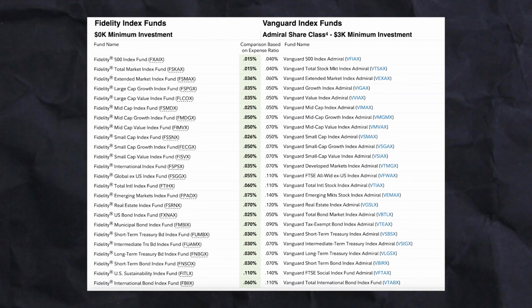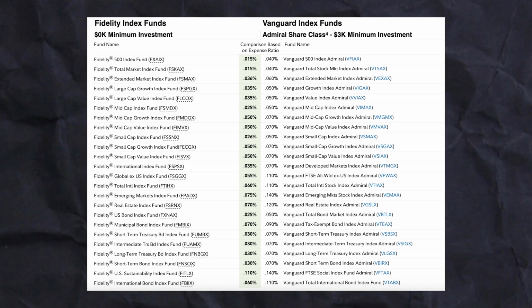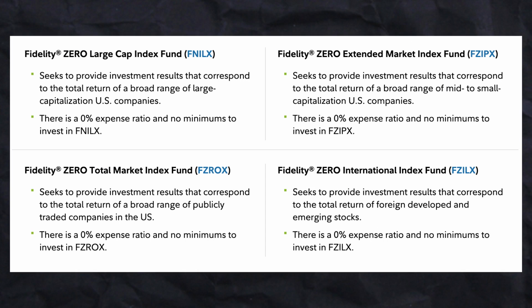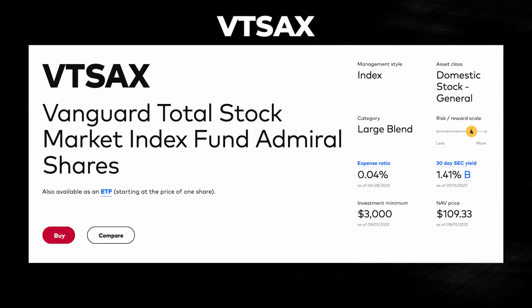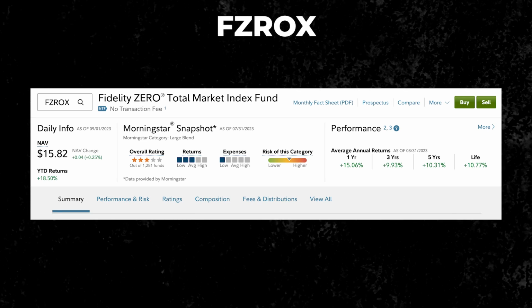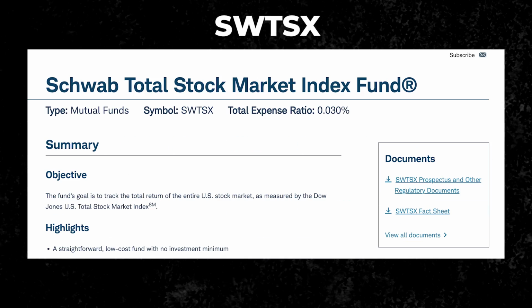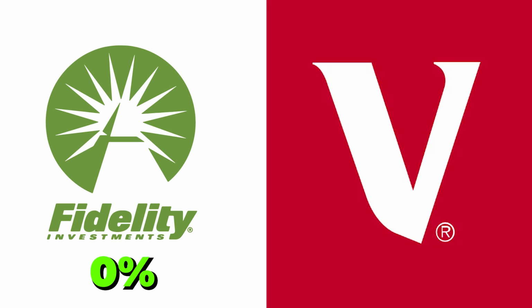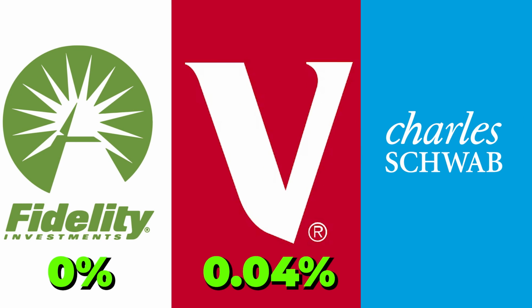Now, Fidelity wins the title here as well, just slightly, with 0 fee funds, literally $0, which is phenomenal. But again, it does come with a little bit of downside. Let's take VTSAX, for example. At Fidelity, that's FZROX. And at Charles Schwab, it's SWTSX. Now at Fidelity, that expense ratio is 0. At Vanguard, VTSAX is 4 basis points or 0.04%. And at Charles Schwab, SWTSX is 0.03%.